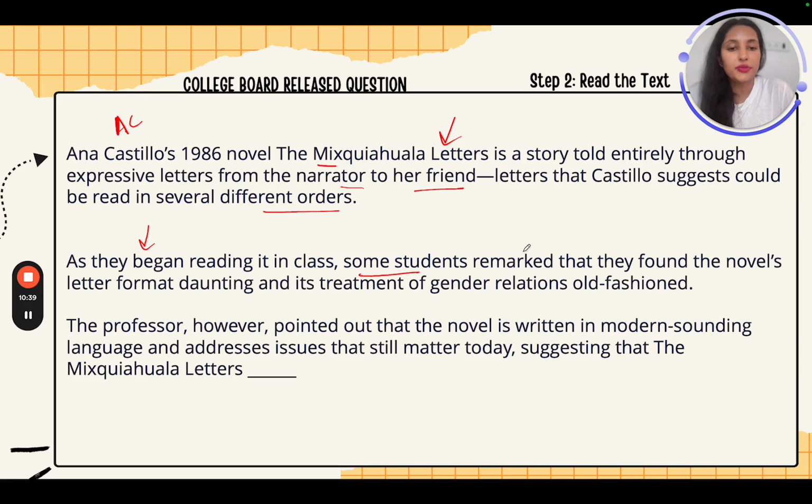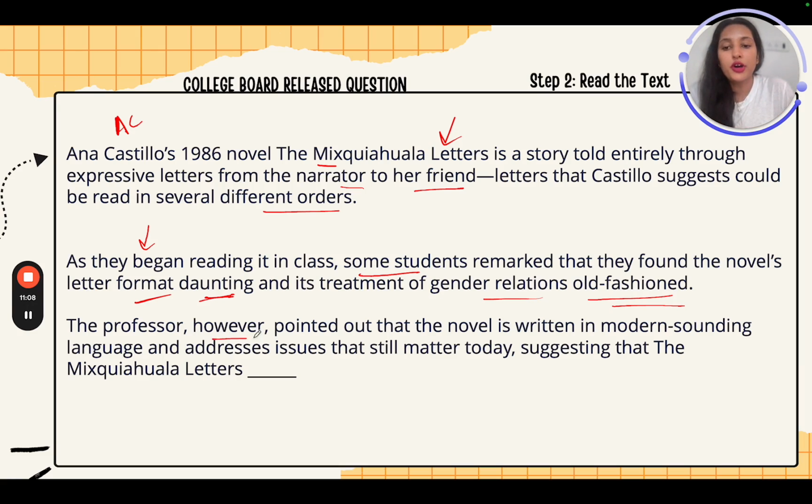Some students have something to say. Some students remarked that they found the novel's letter format daunting, difficult, and its treatment of gender relations old-fashioned. So two problems the students identified in the novel's letters: the format is difficult, and the treatment of gender relations is old-fashioned. These are the problems that the students found in the book or the letters.